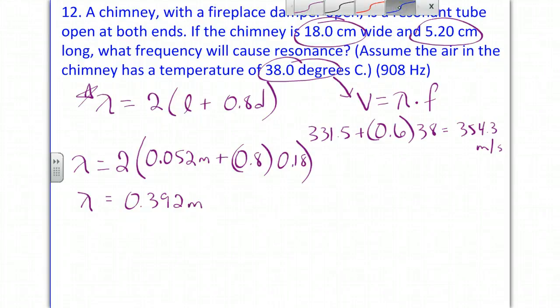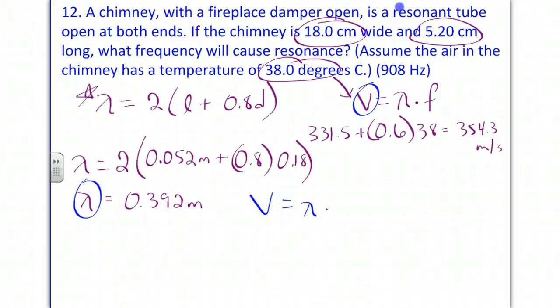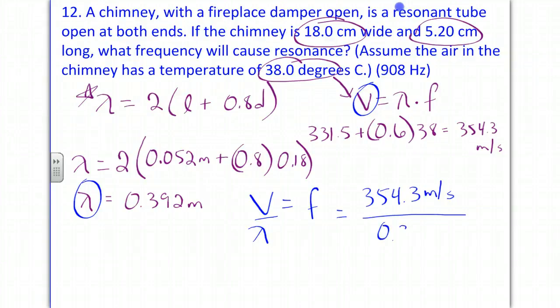And so finally, I will take the velocity and the wavelength, and I will plug it into the equation velocity equals wavelength times frequency. To solve for frequency, I will divide both sides by wavelength. This causes wavelength to cancel, leaving me with just frequency. So the frequency equals the velocity, 354.3 meters per second, divided by the wavelength, 0.392 meters. So frequency equals 904 hertz.